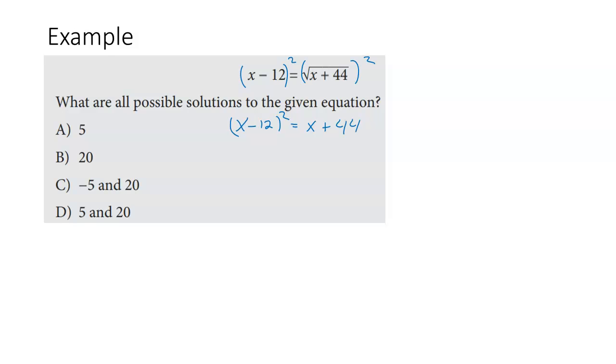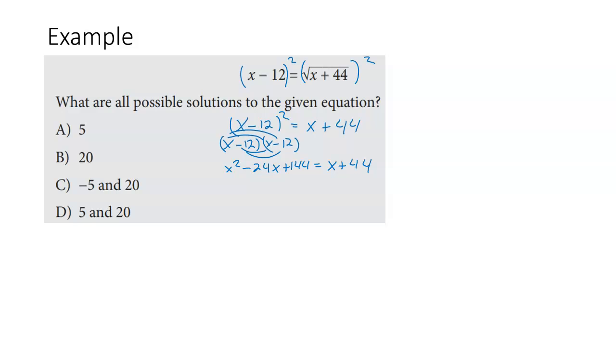So now I need to expand that left side. One of the biggest mistakes is that this is not equal to x squared minus 144. This is expanded as x minus 12 times x minus 12. So you need to do distributive property throughout the whole thing to expand that squared binomial. So, long story short, we end up with this. Distributive property, combine like terms. x squared minus 24x plus 144 equals x plus 44.